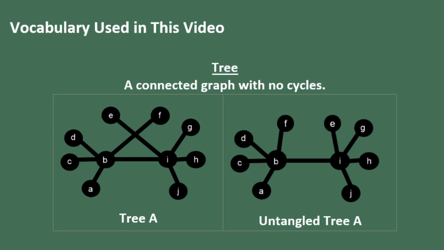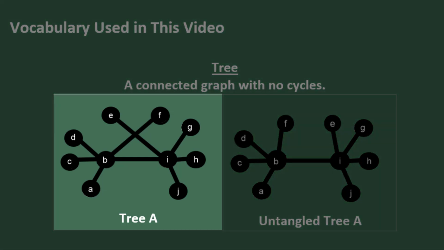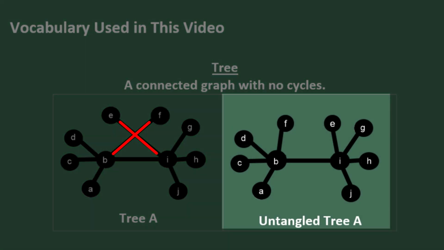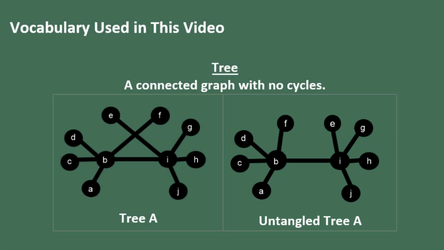Here we have two versions of tree A. One is a little bit tangled. The edges BF and EI are crossed. On the right, we've untangled those just to emphasize that there really are no cycles, no loops back around. Just like in a tree outdoors in nature, the branches do not reach back around and rejoin with the trunk.